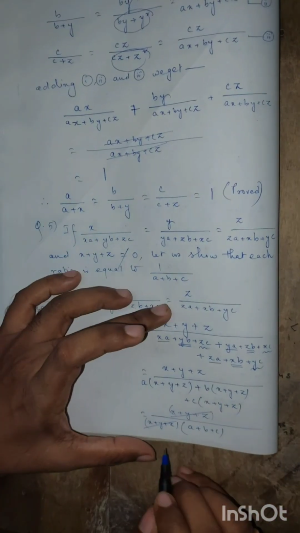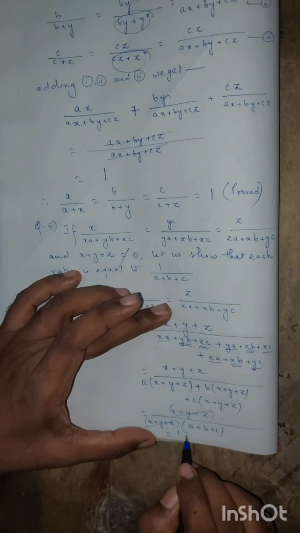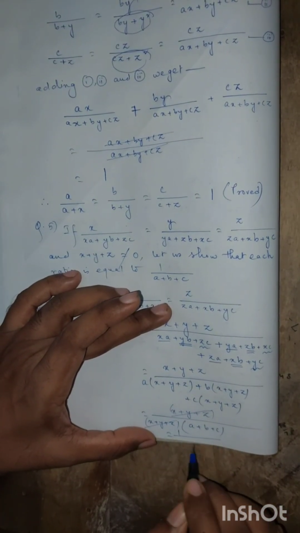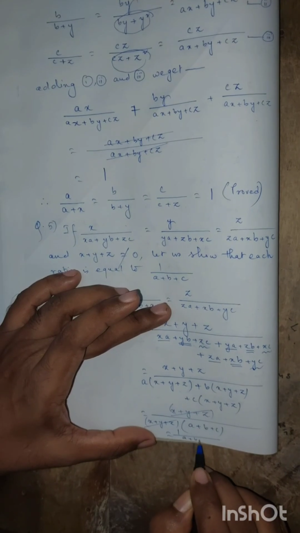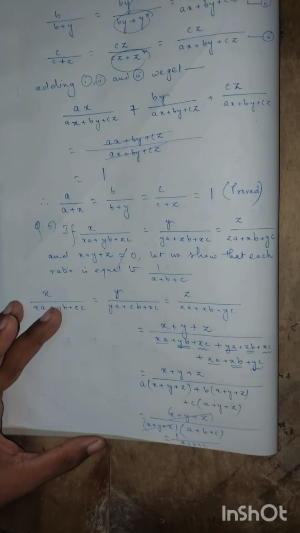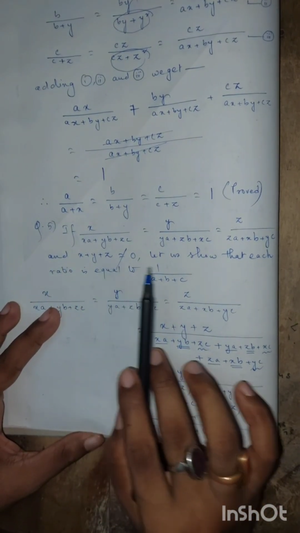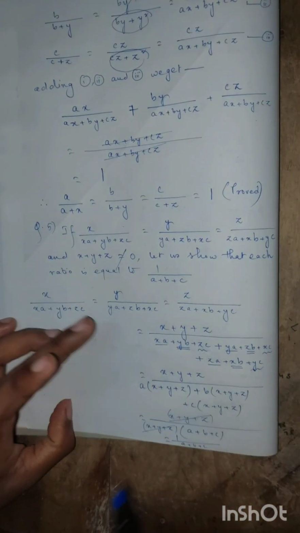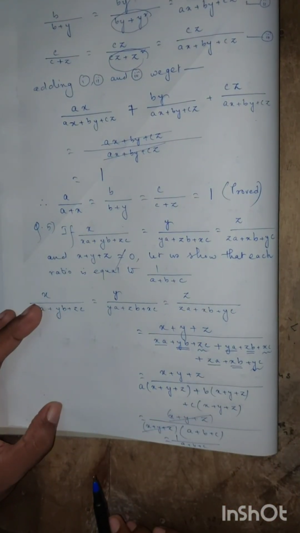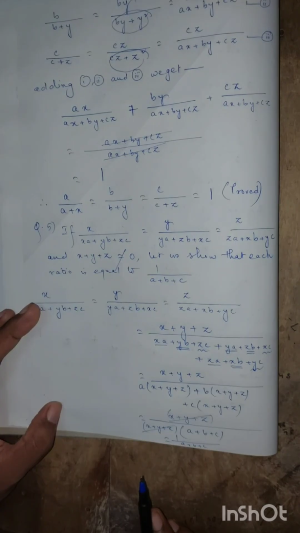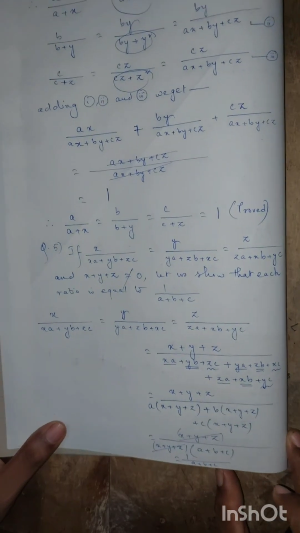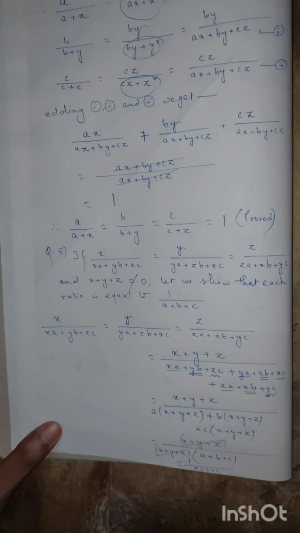So this is equal to 1 by a plus b plus c. So we can see that each term is equal to 1 by a plus b plus c. This is what we needed to prove. I hope you have understood it.